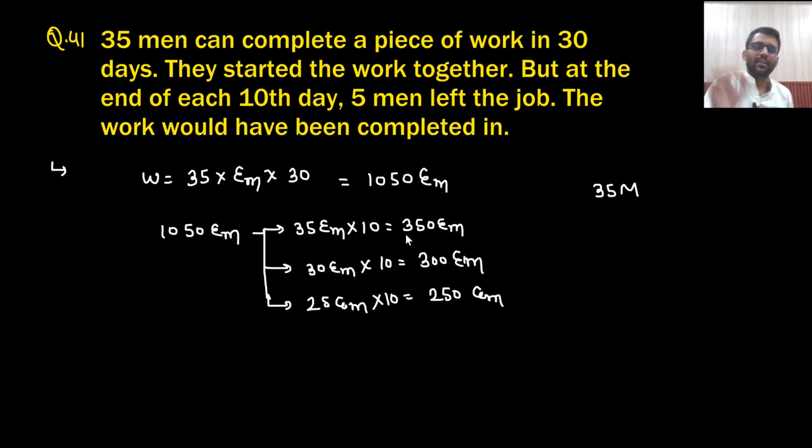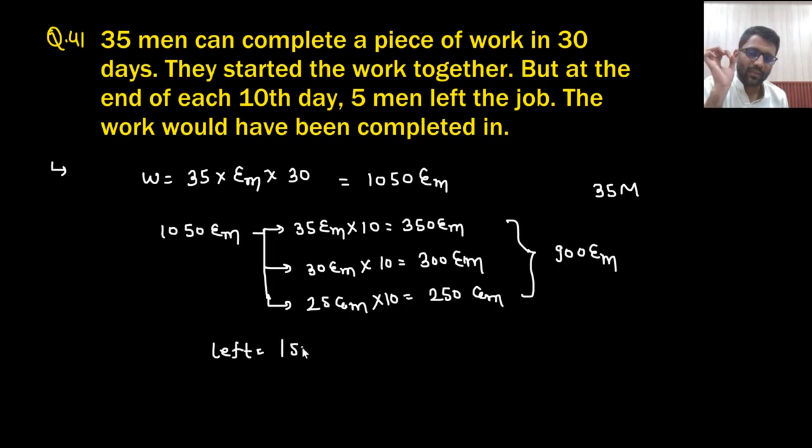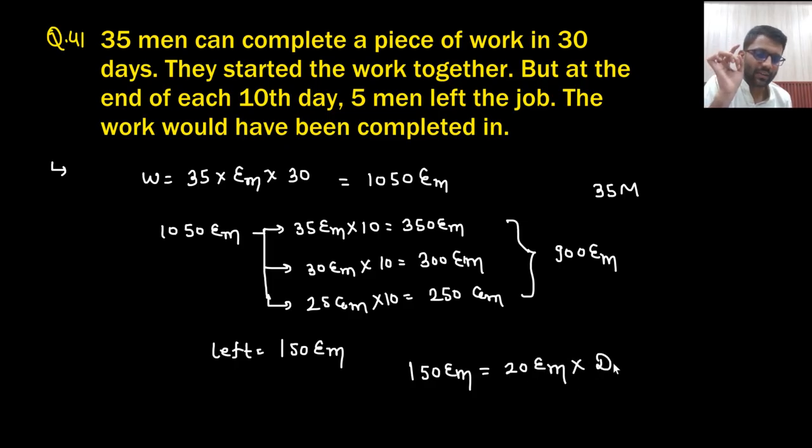So how much work is done? 900 EM work is done. This much work is done. What is left? Left is 150 EM. This much work is left. How many guys I am having? 20 EM. And how many days it will take? Days it will take is 7, right?